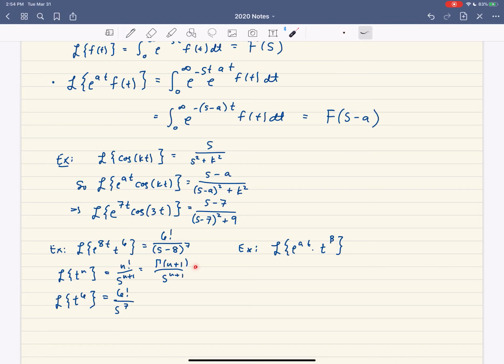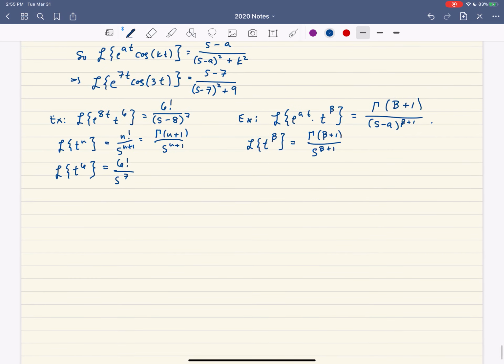This is going to be the same formula because we know all about the gamma function. So e to the at times t to the beta is going to be the transform of that. I always just find it helpful to write it out. The Laplace transform of t to the beta is gamma of beta plus 1 all over s to the beta plus 1. So that means that e to the at times t to the beta is going to be gamma of beta plus 1 all over the quantity s minus a to the beta plus 1. Okay, and so that's how that's going to work for exponentials.